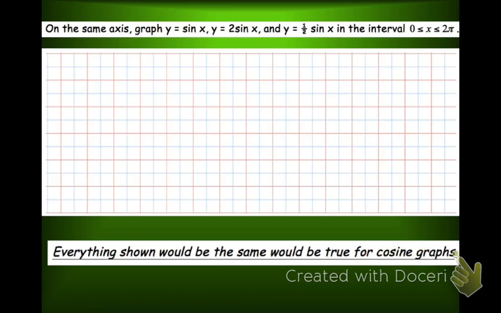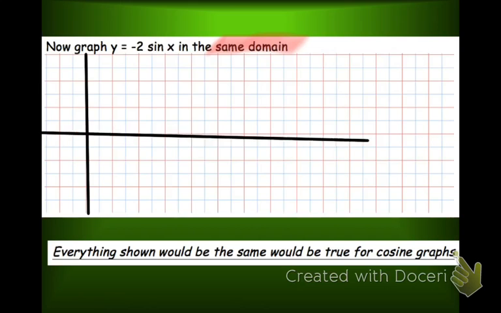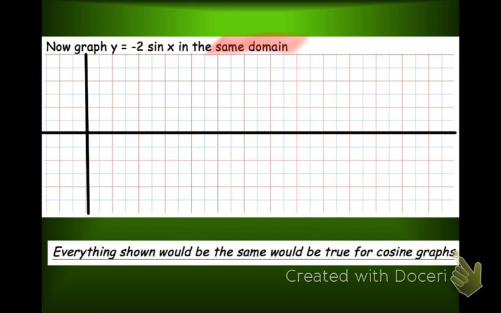Alright, so the second thing we want to do over the same domain, so we're still going from 0 to 2 pi. So we'll put our axes in here because that's our 0 to 2 pi axes. And we still want to go pi over 2, pi, 3 pi over 2, and 2 pi. But now we're doing negative 2 sine of x.